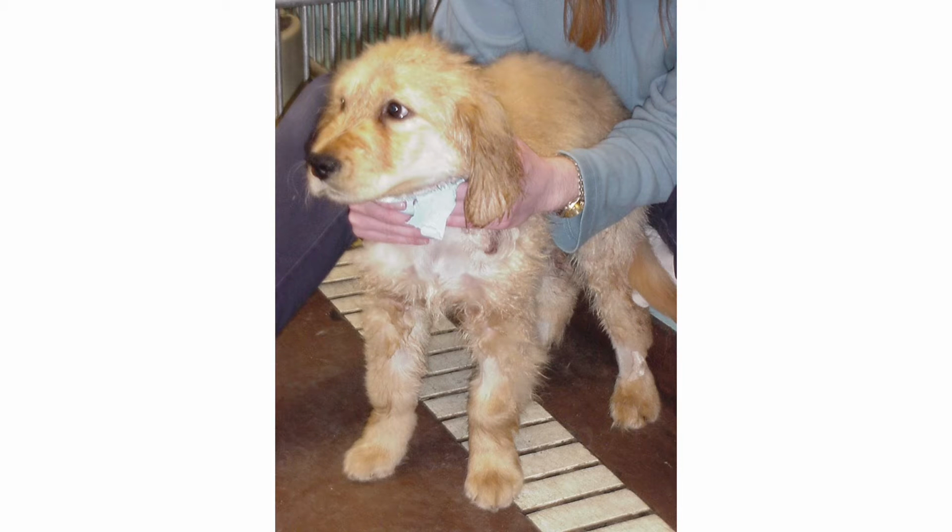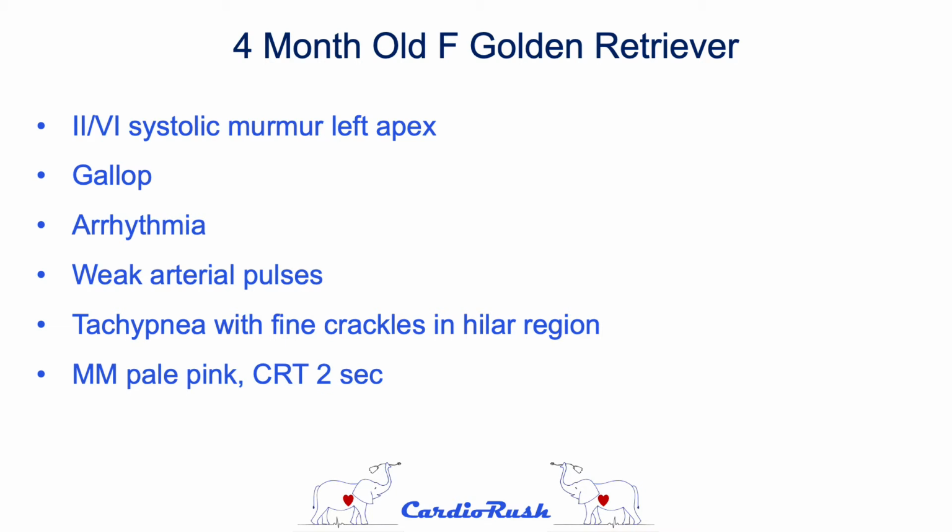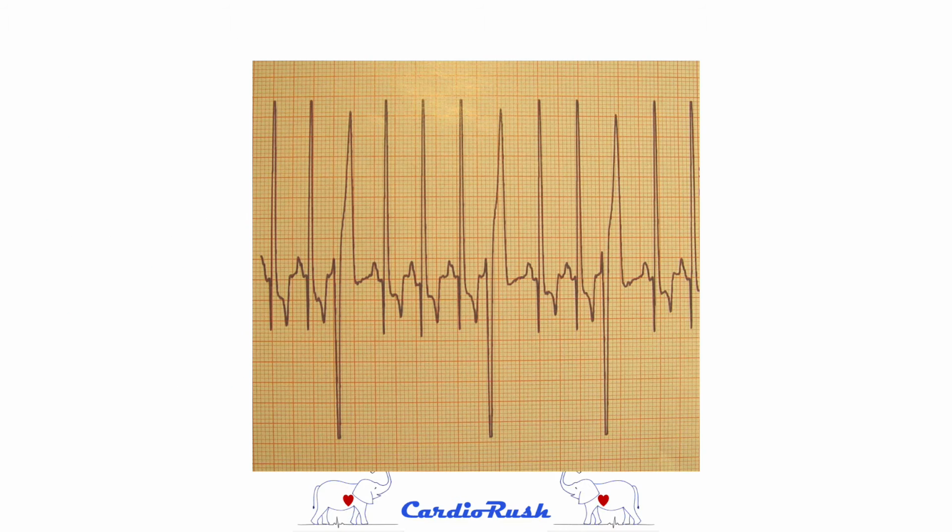So here's our dog who had a 2 out of 6 systolic murmur at the left apex. A cardiac gallop was noted, as well as an arrhythmia. Arterial pulses were weak, and the dog was tachypnic with fine crackles in the hilar region. Mucous membranes were pink to pale pink with a capillary refill time of 2 seconds.